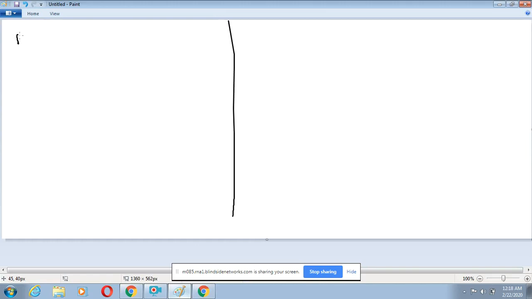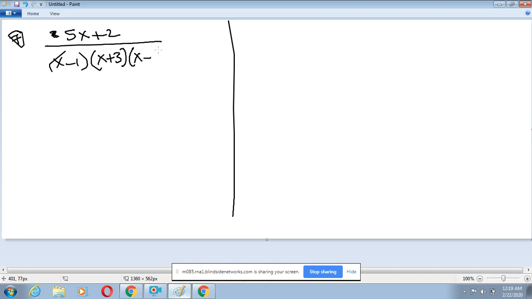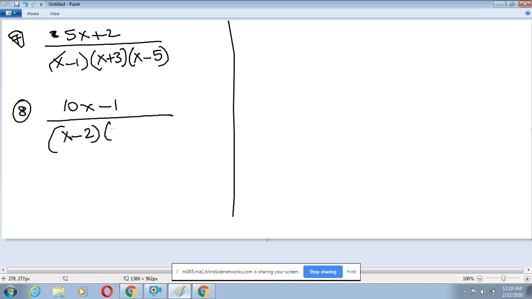How many questions did I write last time? It was 8 or something. How many? 6. Okay, so seventh question is like 5x plus 2 upon x minus 1 x plus 3 x minus 5. You can do this question, and 10x minus 1 upon x minus 2 into x plus 3 whole square. You can do this question.